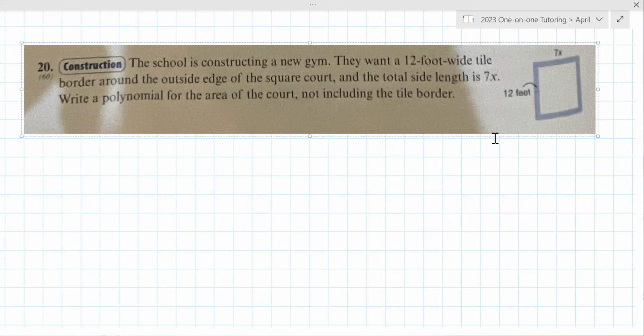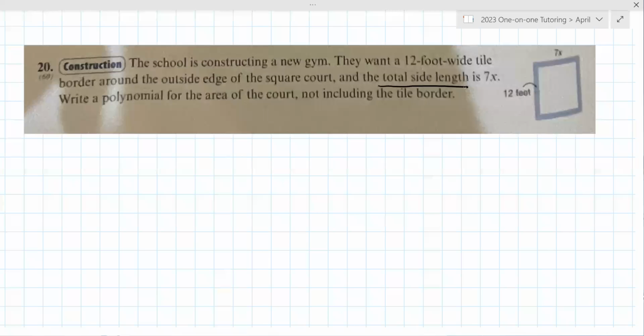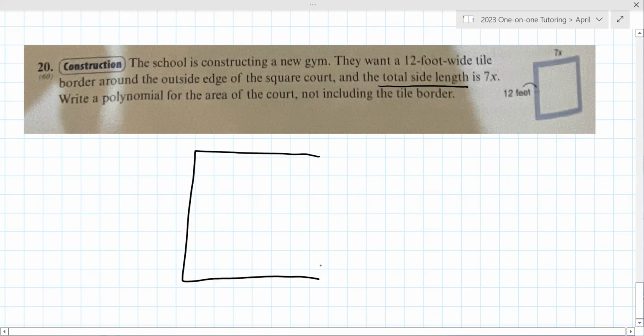All right, one of the things I'm struggling with is what they mean by total side length. Is that meant to represent all 4 sides, or is it one side? I tend to think it means all 4 sides. Okay, so let's start from the outside in. Well, it might be talking about just the total of that specific side, but it's worded really strange.